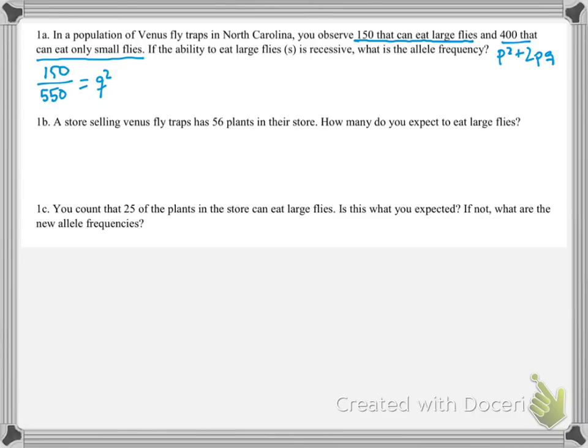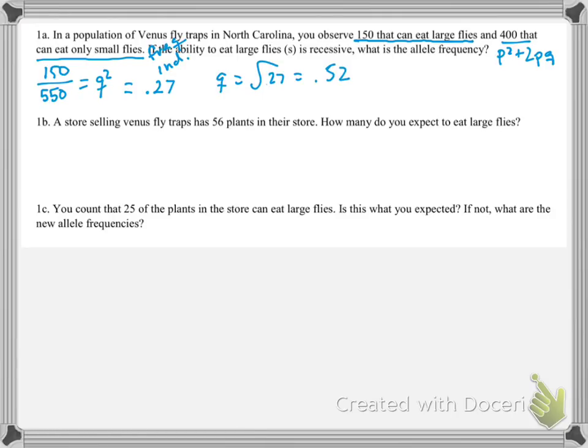So q squared is going to equal 0.27, and what that means is that is the frequency of recessive individuals within the population. So the frequency of recessive individuals, it's still a frequency. Moving on from there, in order to find q, I take the square root. So q equals the square root of 0.27, which is 0.52.